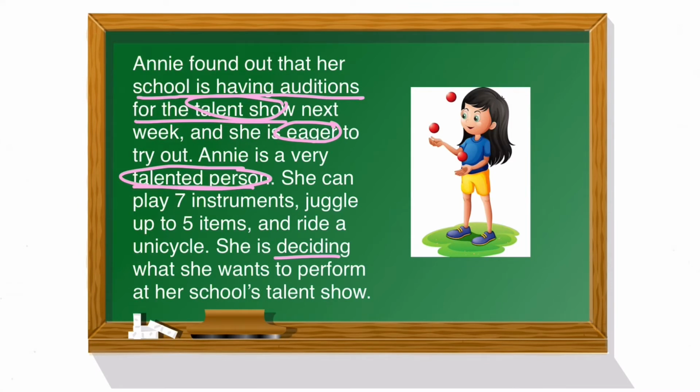Now, if you said those, you are correct. The passage describes how Annie has many talents and that she will be using one of her talents during the talent show audition. Now, let's use our example to find the key details of the text. Now, according to this passage, what do you think are the key details?